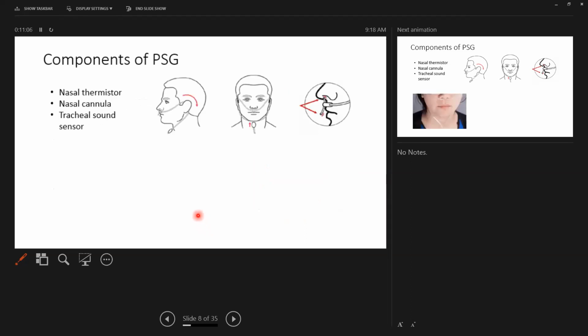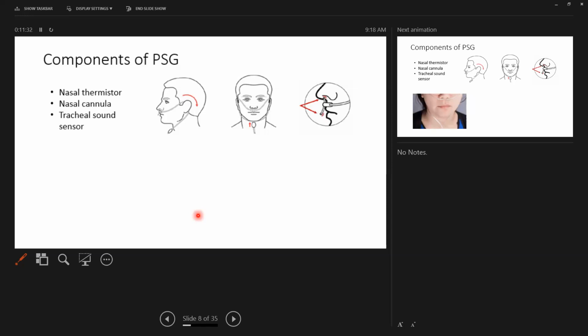In the nose, there were actually 2 things, nasal thermistor and nasal cannula. So, the nasal thermistor actually measures the temperature of the airflow that is coming out or going in. Okay. And the nasal cannula measures the airflow per se. It measures the volume.